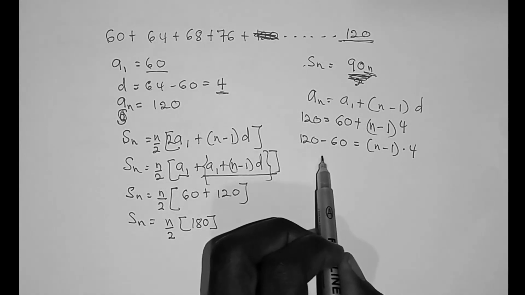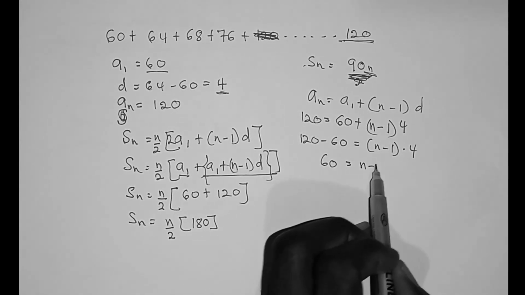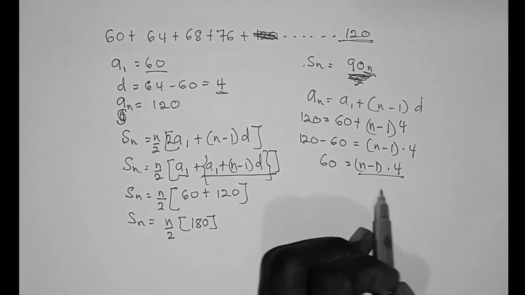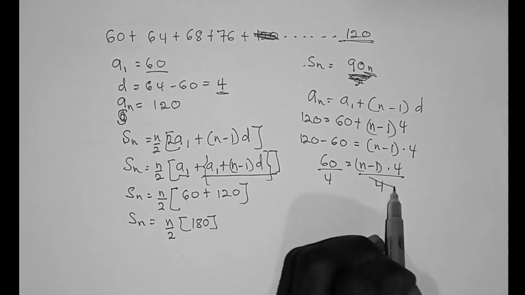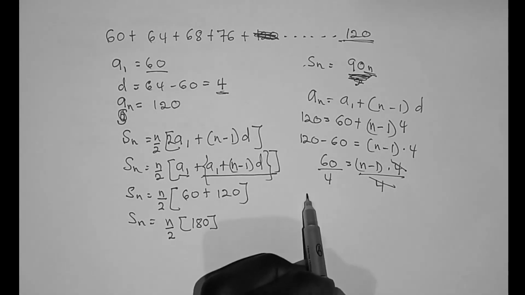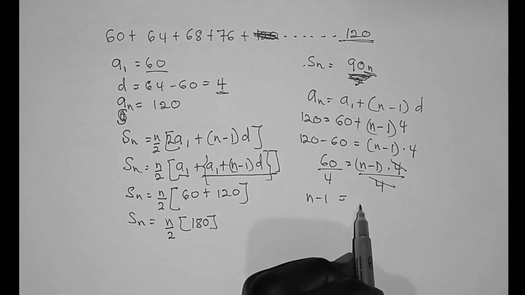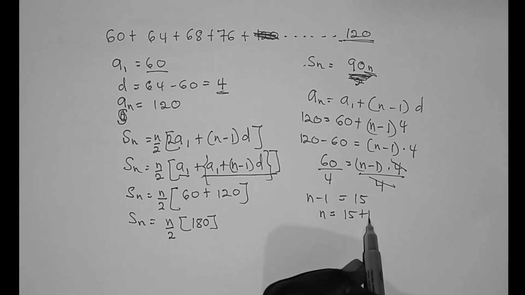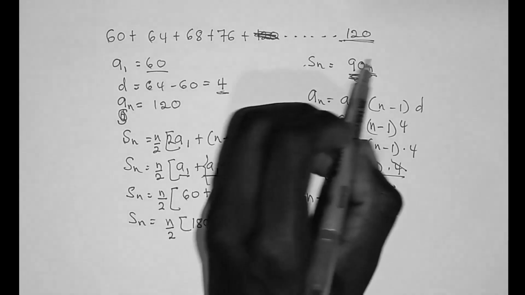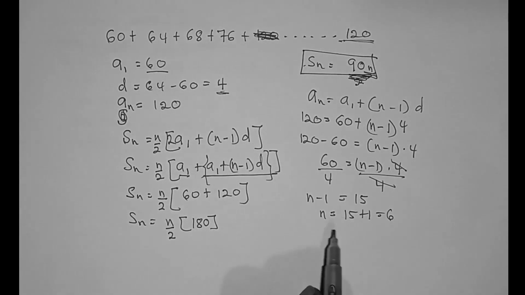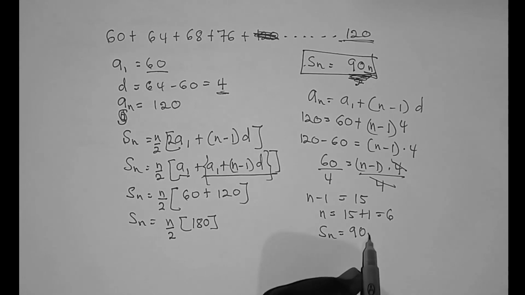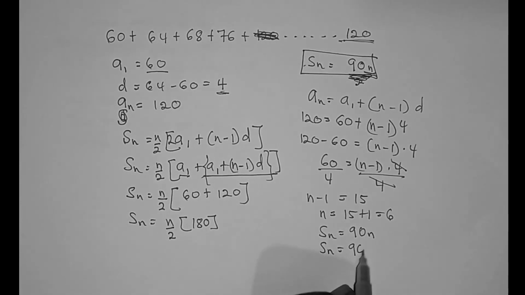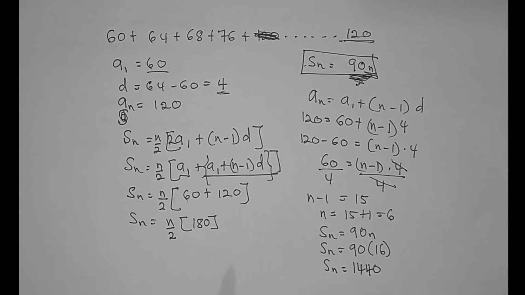120 minus 60 is 60, which equals (n minus 1) times 4. So you can divide through by 4, and these 4s cancel. So n minus 1 equals 60 divided by 4, which is 15. And therefore n is equal to 15 plus 1, which is equal to 16. But remember, our sum Sn is 90n. So Sn equals 90 times 16. Sn is equal to 1440.